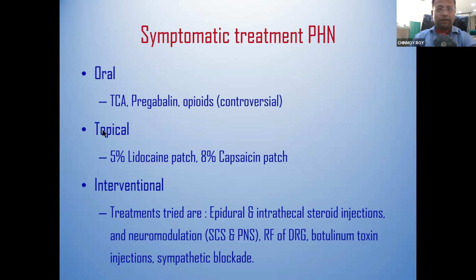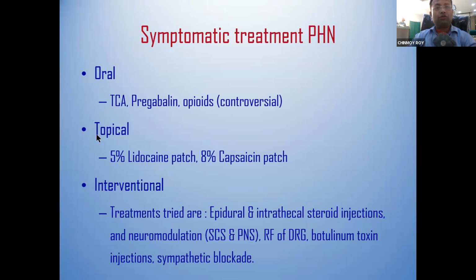So, what are the treatments? TCA, tricyclic antidepressant. You remember, this will act in the modulation pathway. It will increase the inhibitory modulation. Pregabalin will act at the calcium channel. Opioid will also modulate in the transmission part, by the mu receptors or other opioid receptors. So these are oral medicines.